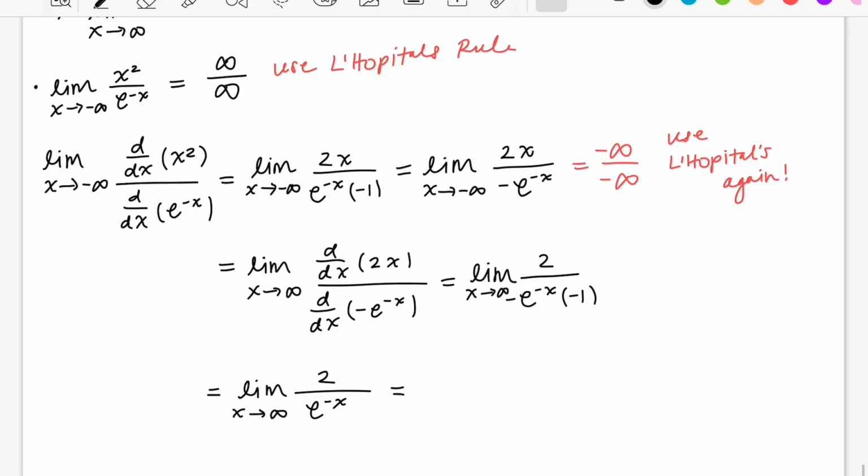And remember, we're just going to get 2 on the top, but the limit of e to the minus x as x approaches infinity is just going to be infinity. And remember, when we're dividing a number by a really big number, we're going to get a really small number. So this here, 2 over infinity, is getting closer and closer to 0. So this tells us we have a horizontal asymptote at y is equal to 0.